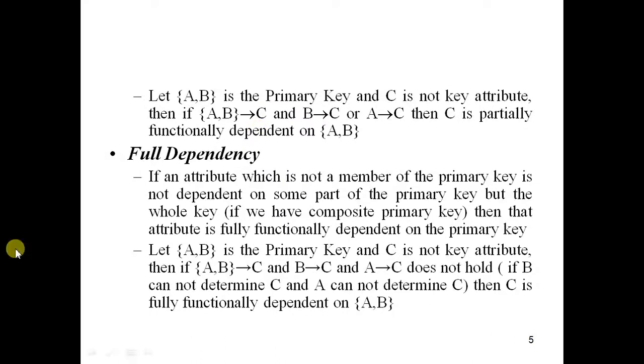What is the meaning of full? Full means if AB is the primary key of the table, then C can be determined only with the help of both of them, and not alone with the value of A or alone with the value of B. This I will tell you in the example of second normal form. Right now you just understand the concept of partial and full. Full means the attribute is dependent on all the combined values of the primary key.